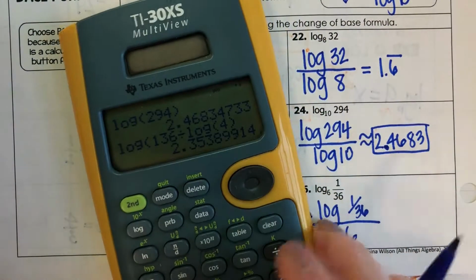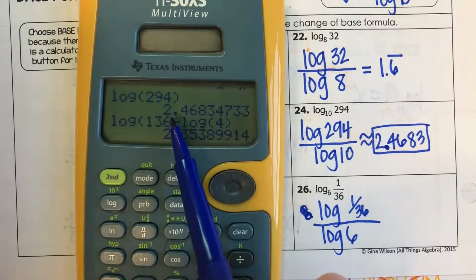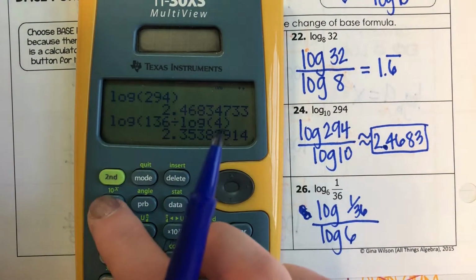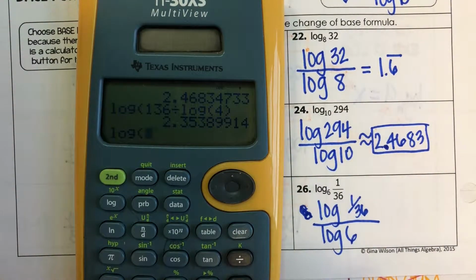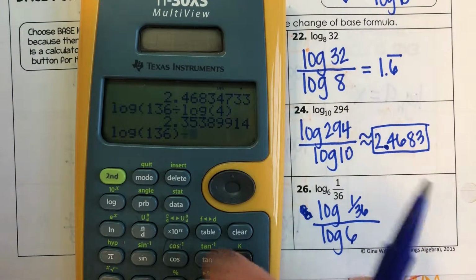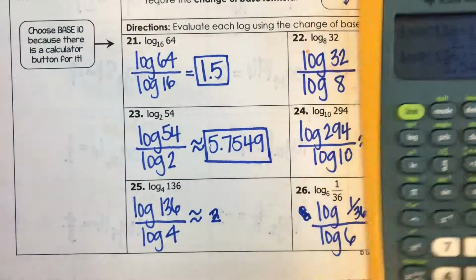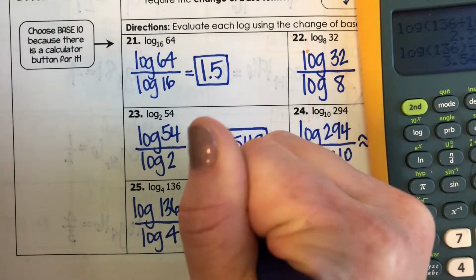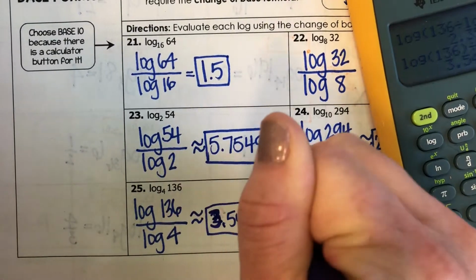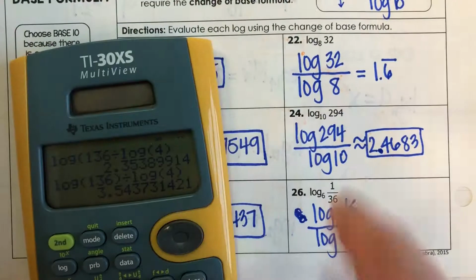Oh, I made a mistake. Look what I did. Does everybody see right here? I've got log of 136. What did I not do? I did not close off my parentheses. I knew that didn't look right. So right here, I'm going to redo this. I'm going to do log of 136, close my parentheses, and divide it by log 4. That's it. So I get 3.5437 as my approximation. I'll be careful not to make that mistake again.